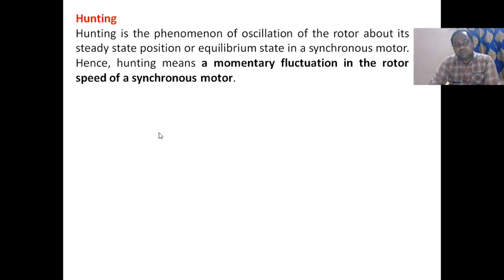In normal machines, when we load a motor, what happens? The speed of the motor decreases. But in the case of a synchronous motor, the speed does not decrease, but the rotor oscillates. The stator to rotor angle will increase and decrease. Whenever the load increases, the angle delta increases. When the load decreases, angle delta decreases. If you increase the load again and again in overload, the synchronous motor loses its synchronism.